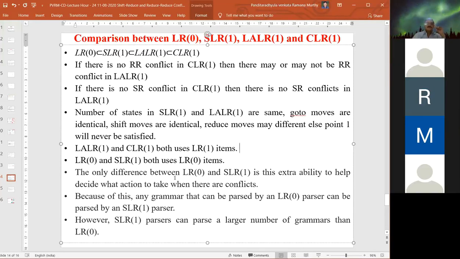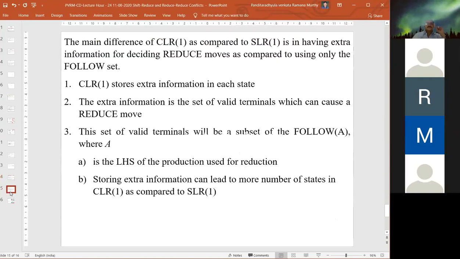So the only difference between LR0 and SLR1 is the extra ability to help decide which action to perform when there are conflicts. Because of this, any grammar that can be parsed by an LR0 parser can be parsed by an SLR1 parser, but grammars that can be parsed by SLR1 cannot always be parsed by LR0. Be careful.